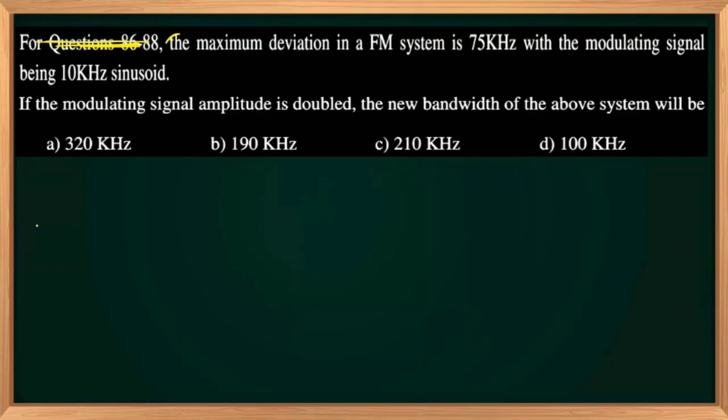So, Harishnan says it is 320. The other one says 190. Which will be the correct answer? What happens to the deviation if the modulating signal amplitude is doubled? The frequency deviation, the peak deviation, is given by the formula kf into Am.